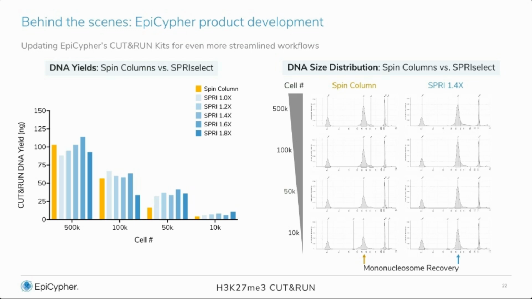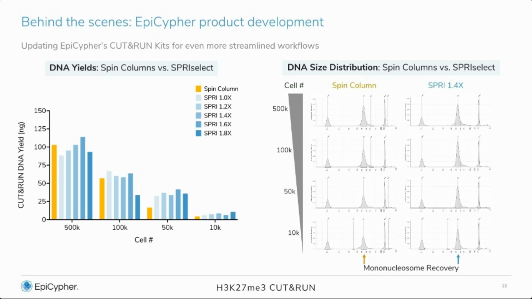And so here on the left, what you see is a comparison of DNA yields recovered using spin columns in orange and various ratios of SPRI beads, because we really want to make sure we're tuning the ratio of SPRI to maximize the amount of yield we get and also target the specific fragment sizes that you want to target from CUT&RUN, which is a mononucleosome. And we did this by titrating down the number of cells that we input into CUT&RUN, because we wanted to make sure that going from spin columns to SPRI beads, we didn't lose any sensitivity to drive towards those low cell numbers.